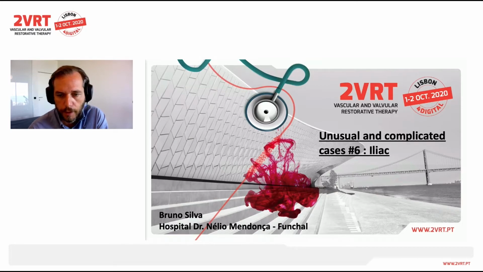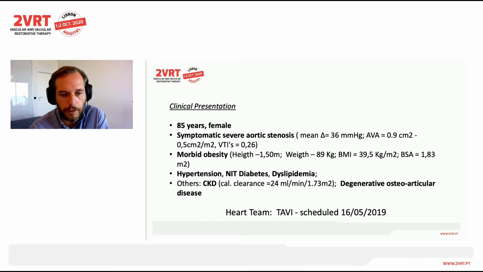So my complication case is about iliac, and it's much simpler than the previous ones. This was an 84-year-old female patient with symptomatic severe aortic stenosis. She had morbid obesity, a BMI of 39 and a BSA of 1.83. She had hypertension, non-insulin treated diabetes, dyslipidemia. She had severe chronic kidney disease and a degenerative osteoarticular disease.